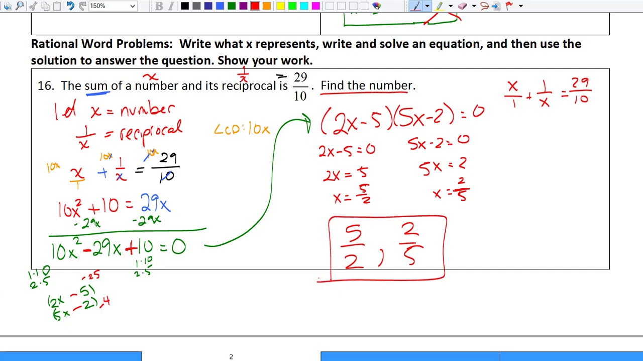So either one of these, this is like an or. It could either be 5 halves as a number or 2 fifths as a number. Both of them will satisfy this word problem.